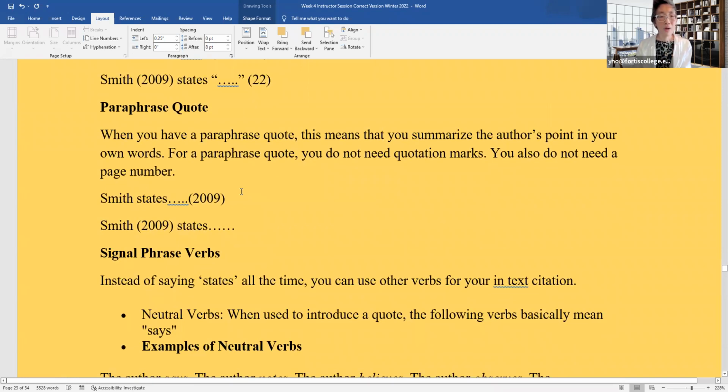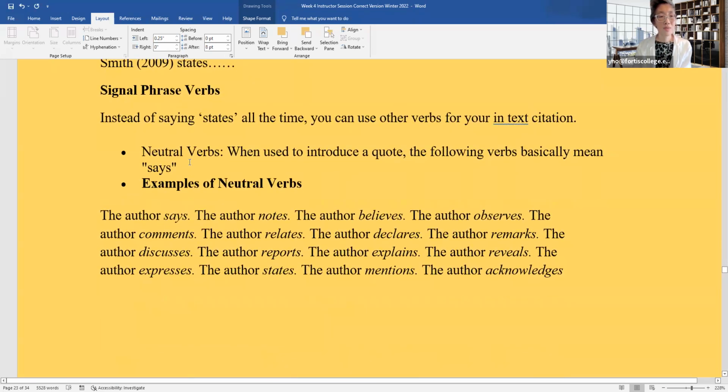When you have a paraphrase quote, this means that you summarize the author's point in your own words. For a paraphrase quote, you do not need quotation marks. You also do not need a page number. And so you just need to have the author's name and 2009. And so here are some ways of saying says.